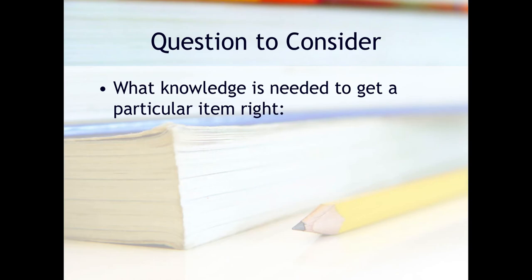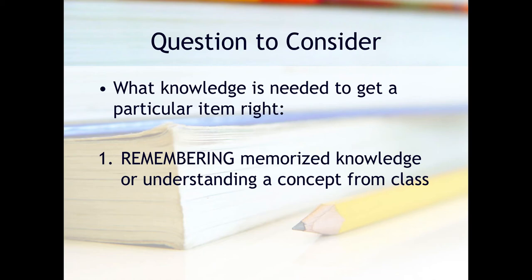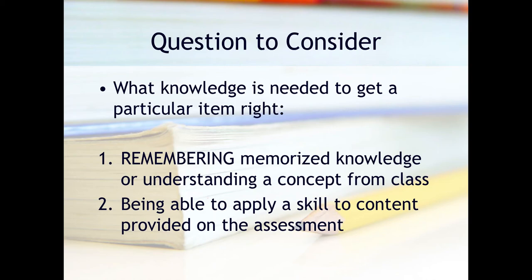The thing to be coming back to, I'm just bringing this up as kind of a pause. You need to think about what particular skills are needed to get the item right. So for example, in order to get a question right, do they just have to remember some stuff? Or do they have to be able to apply a particular skill in order to get it right? Because the first one would be a remembering item, the second one would be an application level item.